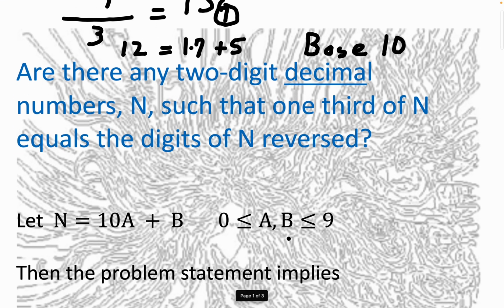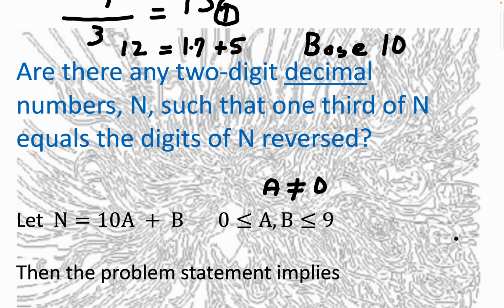Now, we'll call n 10a plus b. All decimal digits are between 0 and 9 inclusive. But in this particular case, we have to stipulate also, just as a slight exception to what I wrote down, a is not equal to 0, or it wouldn't be a two-digit number. Just a detail. I wrote a is possibly equal to 0, but a can't be equal to 0, or this would just be n is equal to b, a single-digit number. So let's keep going.